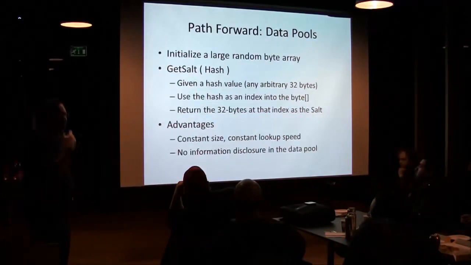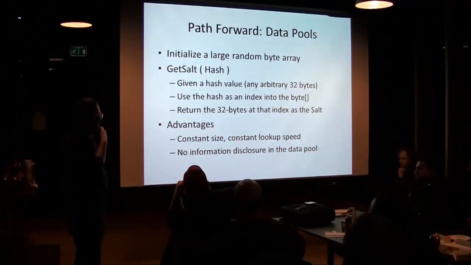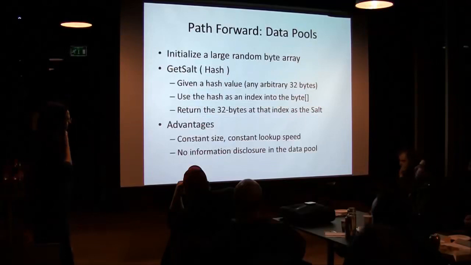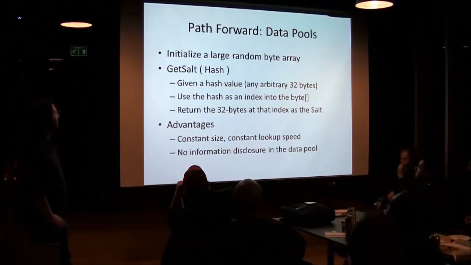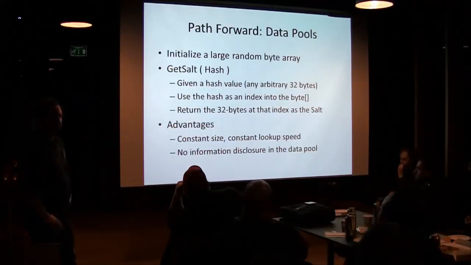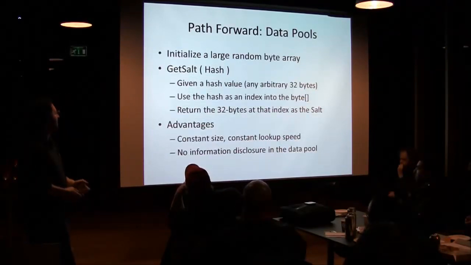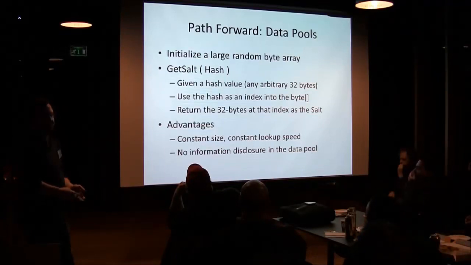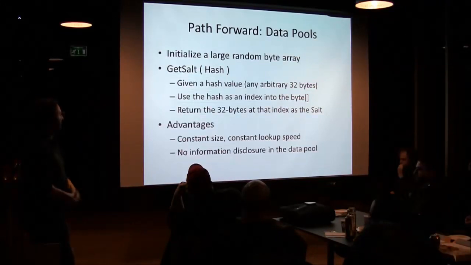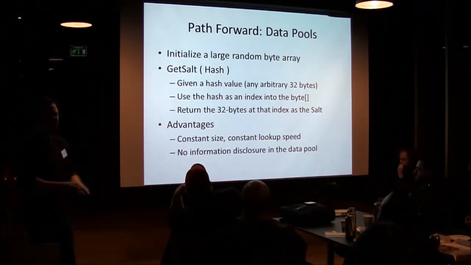So, okay, well, I'm still stuck on this idea, and I'm still thinking about it a lot. And so, okay, what about a data pool? What if you had a large random, effectively a byte array? Let's think about it like that. You call a function getSalt with the hash. Use the hash as an index into the byte array. So hash modulo byte array size, and pull out whatever 32 bytes. Use that as a salt.